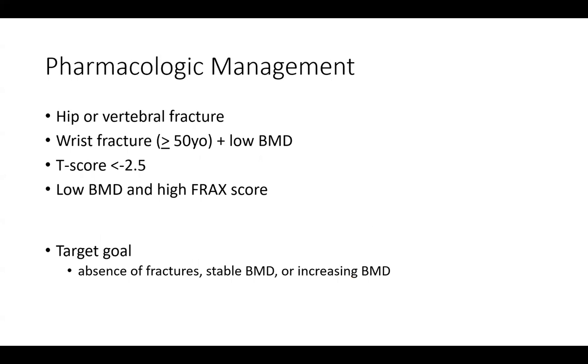So pharmacologic management: who should be on pharmacotherapy? Anyone with a hip or vertebral fracture should be considered for this at least. Anyone with a wrist fracture over the age of 50 with a known low bone mineral density score, anyone with a T-score of less than negative 2.5, and anyone with a low bone mineral density and a high FRAX score. The target that we're treating to is absence of fractures, stable bone mineral density, or increasing bone mineral density. That means we're repeating these tests and not just giving medications and leaving patients to them.